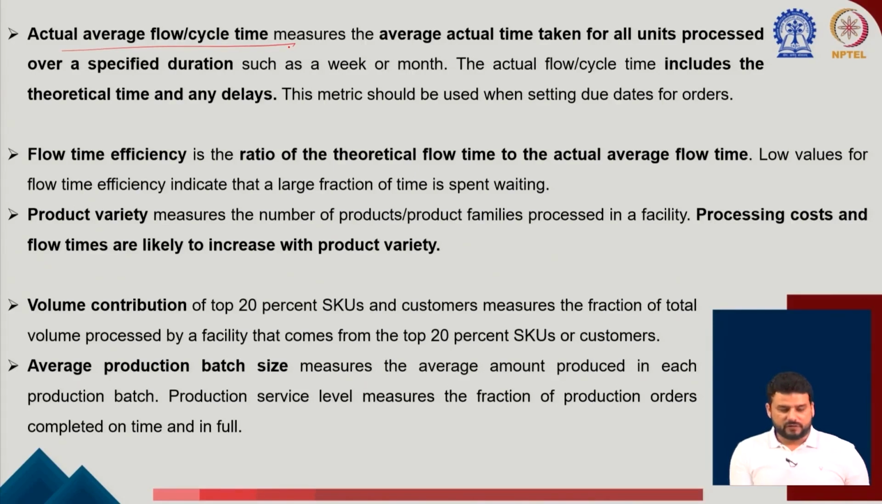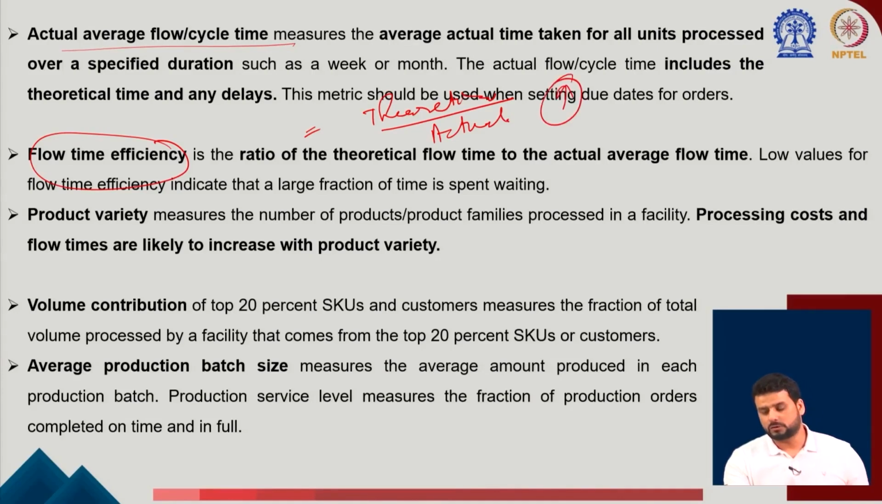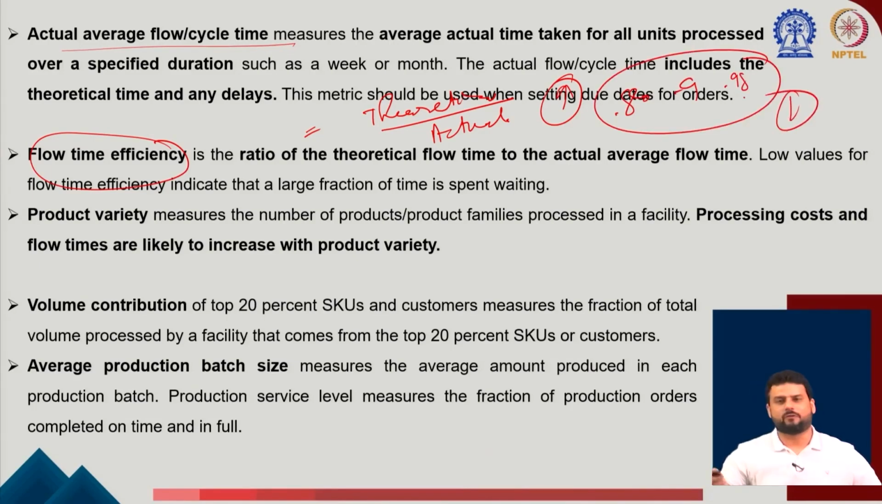So if we talk about flow time efficiency, it will be the ratio of your theoretical flow versus your actual flow, right? So we will try to come a little closer, maybe to 0.80, 0.9, 0.95. So maximum 1, we cannot have more than 1, right? So flow time efficiency will help you calculate whether the productivity is above 90%, 95%, how efficiently you are converting your raw material into the finished one.